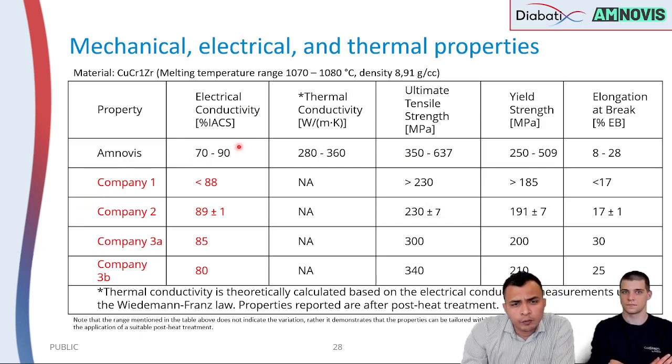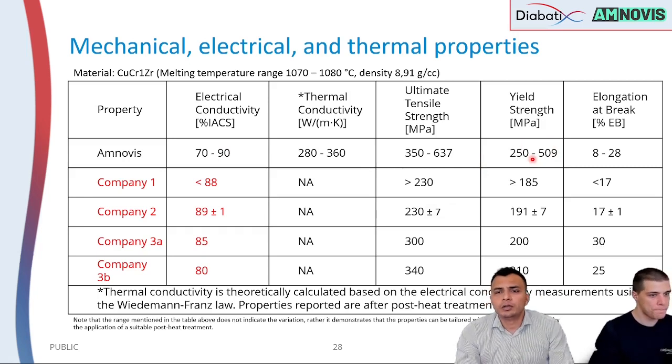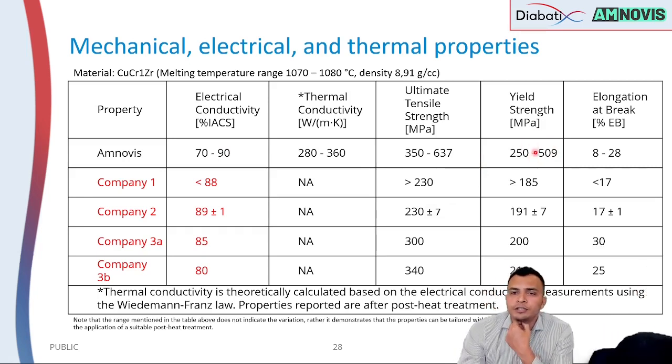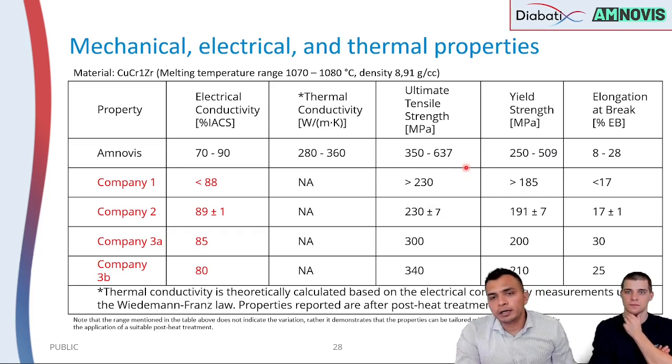Again I have given a comparison of similar properties from 3 different companies. If you look at electrical conductivity, you could see that we are more or less equal to the electrical conductivities of other companies, whereas if you look at our mechanical strengths, the yield strength is around 500 megapascal, up to which we can reach, and the tensile strength is around 600 megapascal. That is quite high in our opinion.